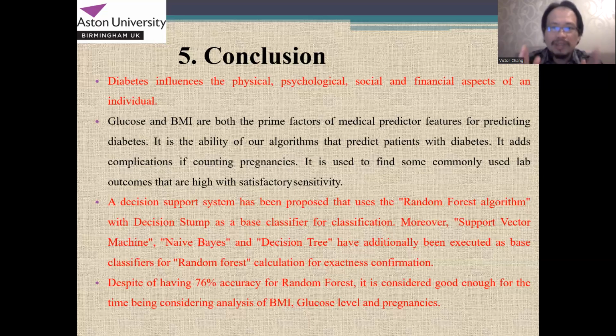We have to really depend on case to case. If, let's say, you have some complication, then maybe we should use random forest. And if you are an ordinary person, you show consistency in your health status, then of course you may use other machine learning algorithms. And despite having 76% accuracy of random forest, is this considered good enough for the time being, considering analysis of BMI, glucose level, and pregnancy? Of course, we need to improve further and need to understand any dependencies in those variables.